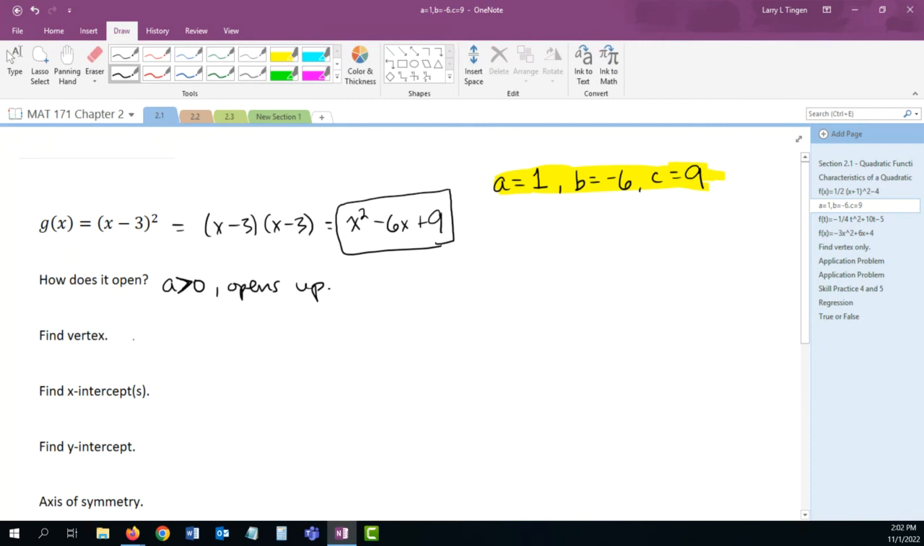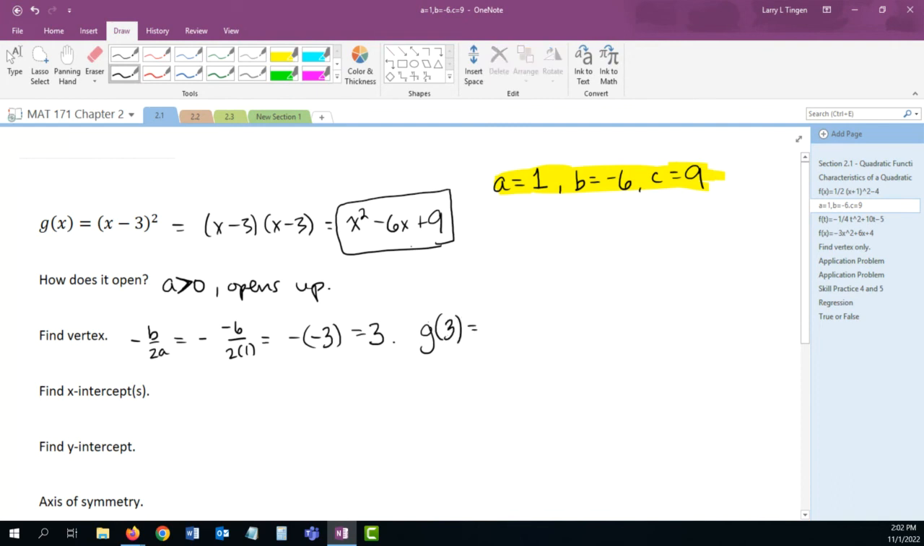What's the vertex? Negative b over 2a is negative negative 6 over 2 times 1. Negative 6 divided by 2 is -3, and negative of that is 3. So there's the x-coordinate of the vertex. Now I need to find g at positive 3. I don't know why I wrote the negative. There were just so many negatives I wanted to take one home with me.